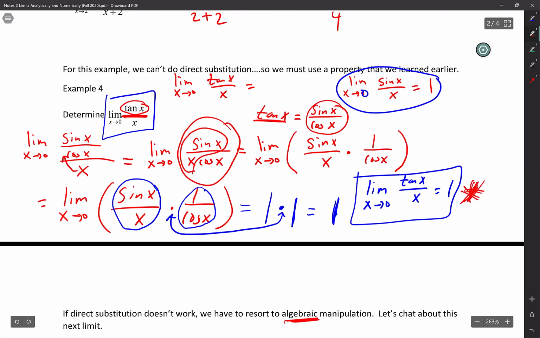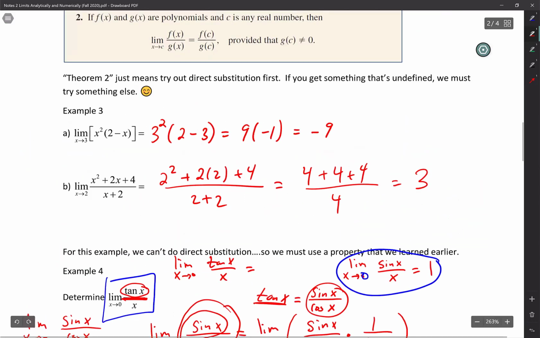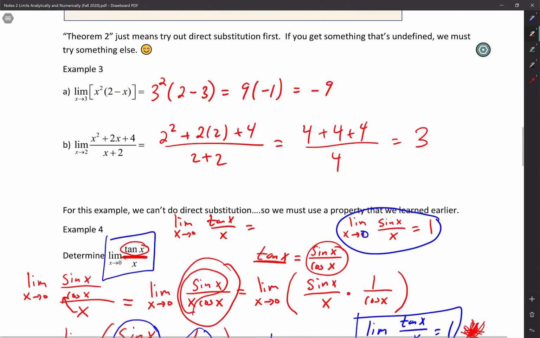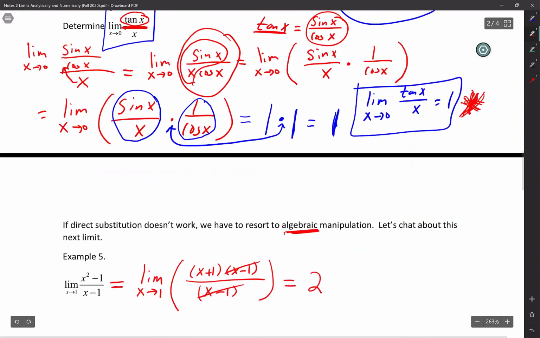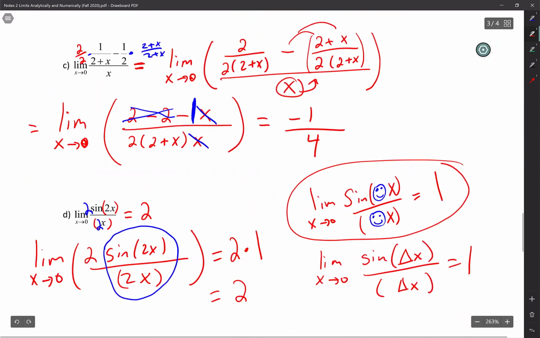Remember I told you guys to put that one as a special one? It's not really special, because you can derive it from the sine x one. You can derive it from this one. But put it down as a special one. So I'm going to talk about that one again.